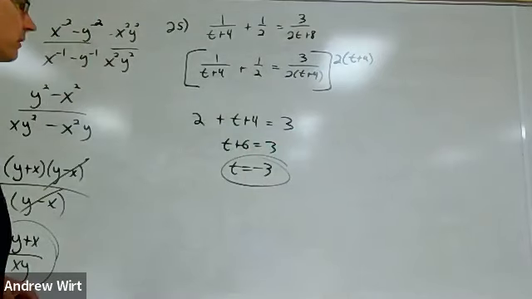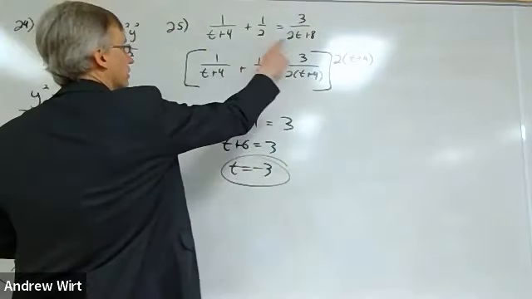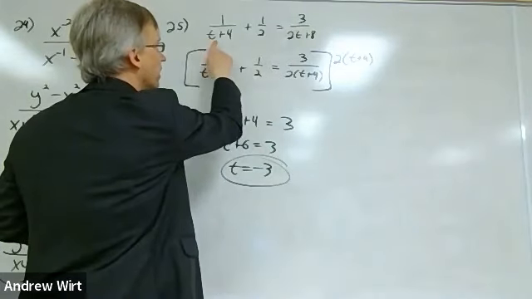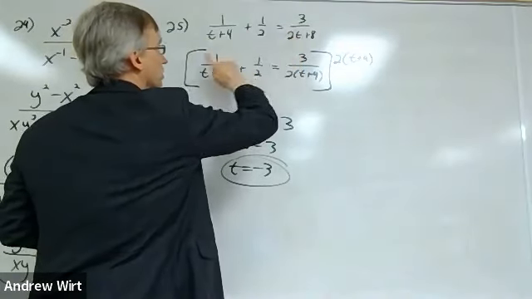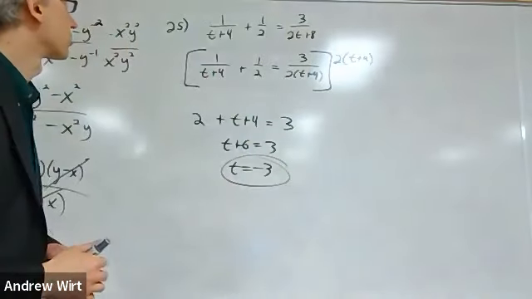Now we have to check to make sure we don't get division by 0. So let's look at all the denominators. If I plug in -3 here, I get 1, so that's fine. If I plug it in here, I get 2. So it does not produce division by 0 in any of the denominators. So that is an actual solution.